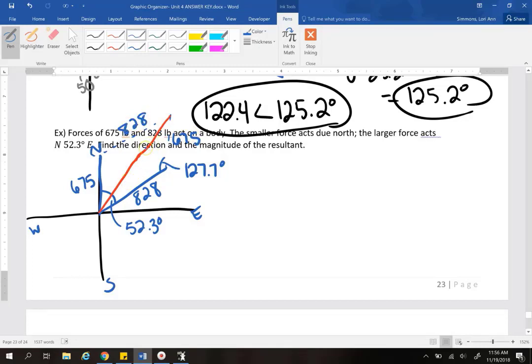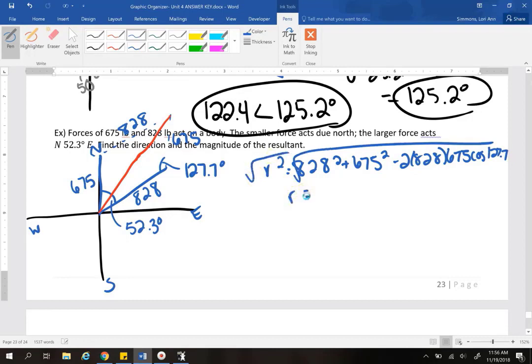So we want to find the r. So we have r squared equals 828 squared plus 675 squared minus 2 times 828 times 675 times the cosine of 127.7. Take the square root. So your r should equal, with 3 significant digits, 1,350 pounds. Now what we're looking for is from standard position to this red line, the magnitude.